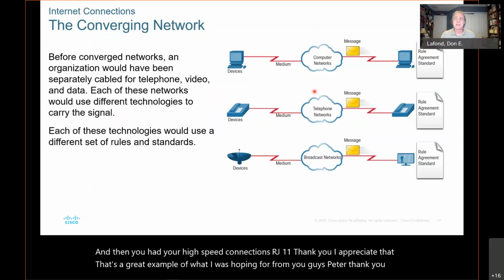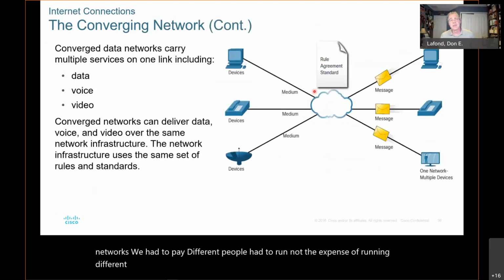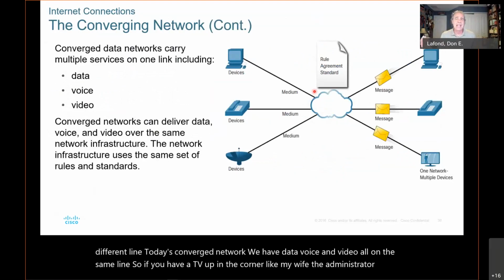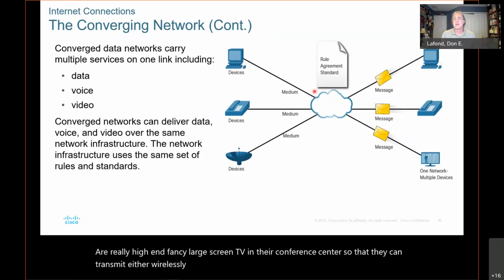Everything was separate, and it took different people that understood different networks. We had to pay different people. We had to bear the expense of running different lines. Today's converged network, we have data, voice, and video all on the same line. So if you have a TV up in the corner, like my wife, the administrator, they are putting a really high-end, fancy, large-screen TV in their conference center so that they can transmit either wirelessly or wired to that TV for conferencing.